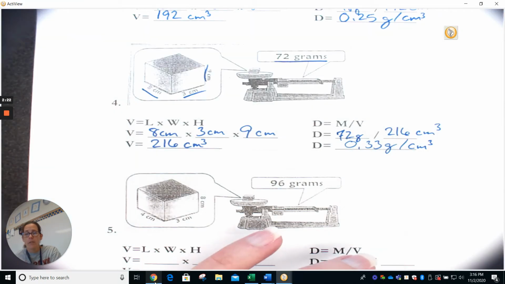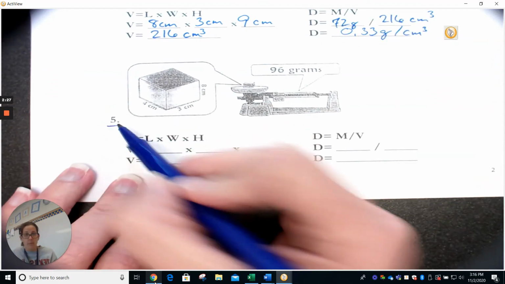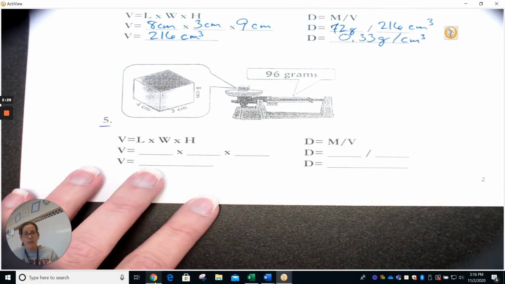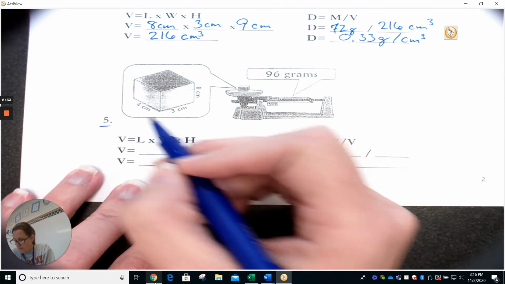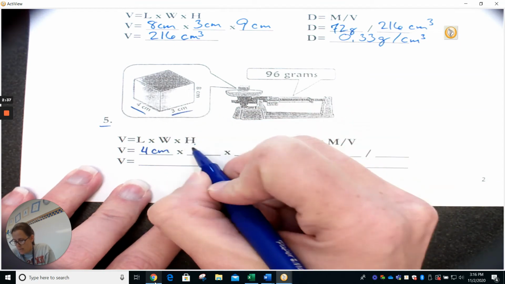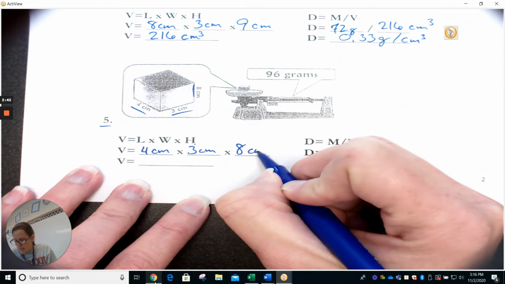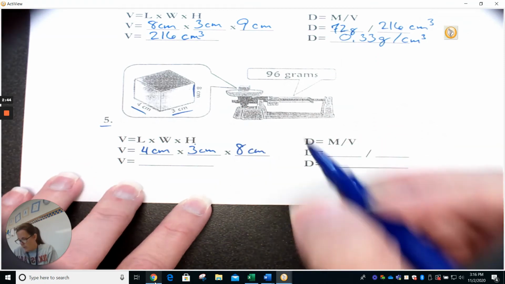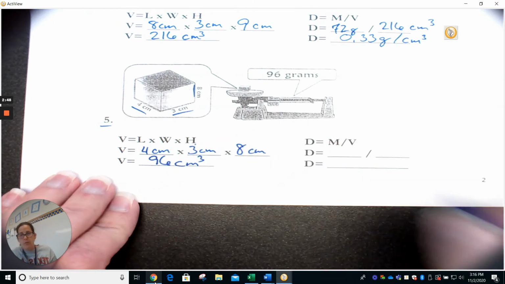What is the volume of the rectangular prism in the picture? So let's go over here. We're working on my number 5 right here, but don't be confused by the numbers as we go back and forth. Length times width times height is going to be your volume. Our length is 4 centimeters. Our width is 3 centimeters. Our height, 8 centimeters. When we do that math, we're going to get 96 centimeters cubed.